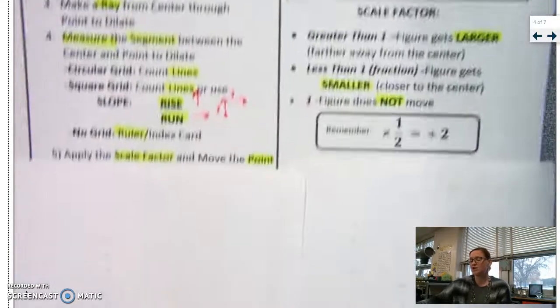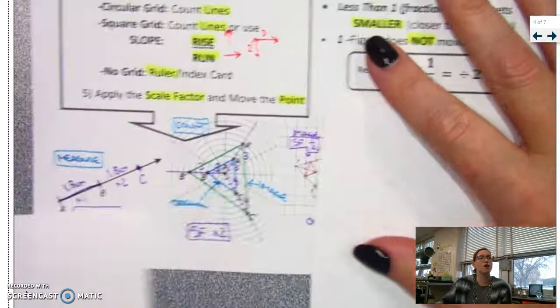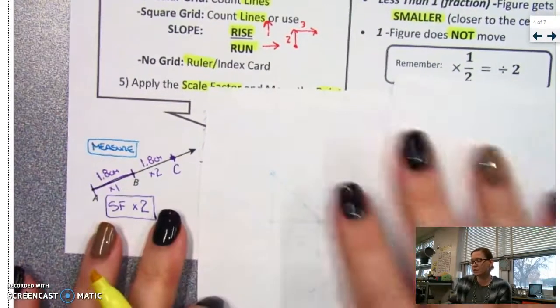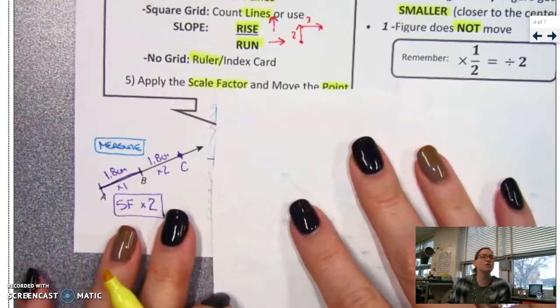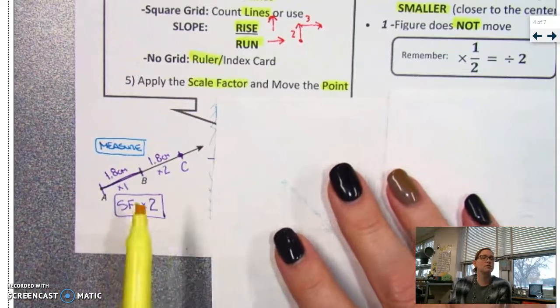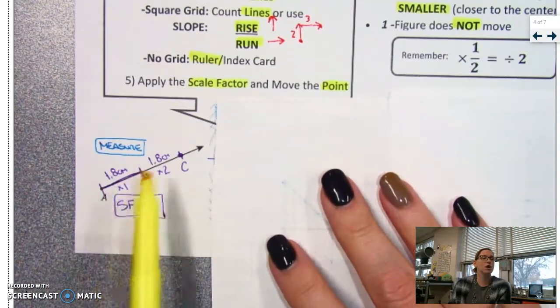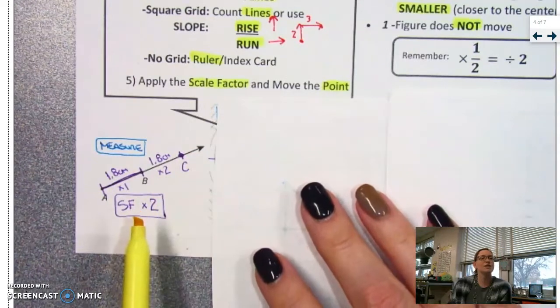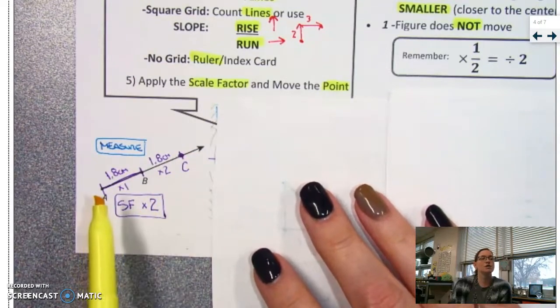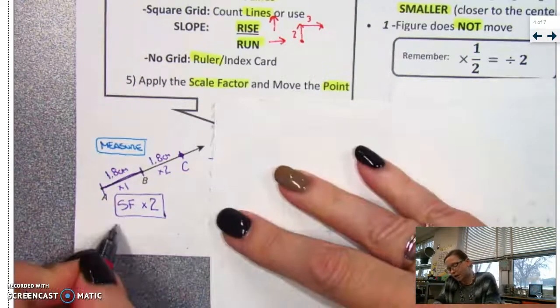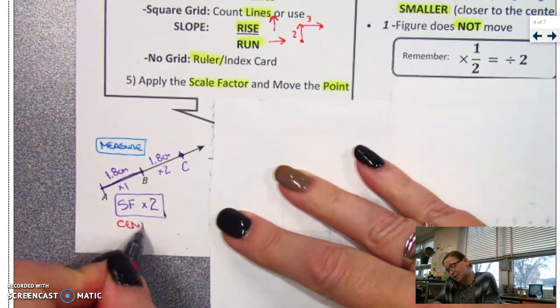At the bottom of the page, I try to put an example of each and every one of our displays. So I'm going to cover these up so we're focusing on one at a time. All right, so the first one was what happens when there is no grid, and this was one right here. The first thing you would do is draw your ray. Your ray was already given to you. We have to establish our scale factor of 2. We're going to start with our center of A. So we should probably add that to our notes, that our center was A.